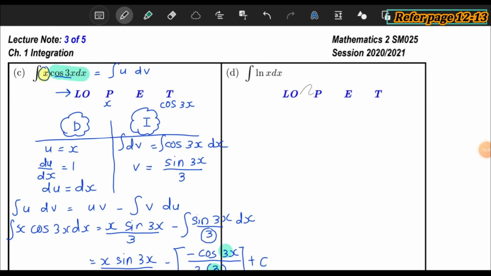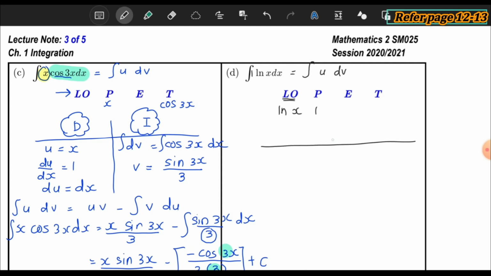Part D. Integrate ln x dx. We compare with integrate u dv. Log function is ln x. And we don't have any other function. But actually, this is equal to ln x times 1 dx. Actually, we have 1 here. And 1 is equal to x power of 0. So, we put 1 under polynomial.